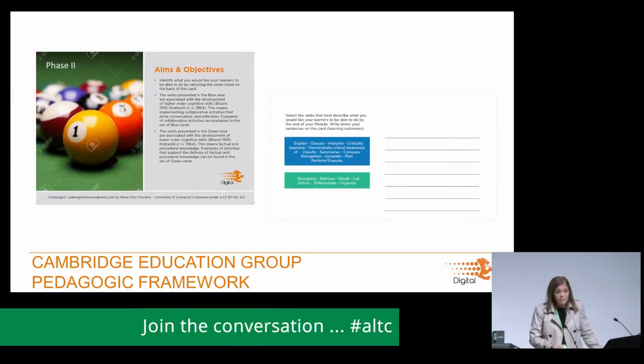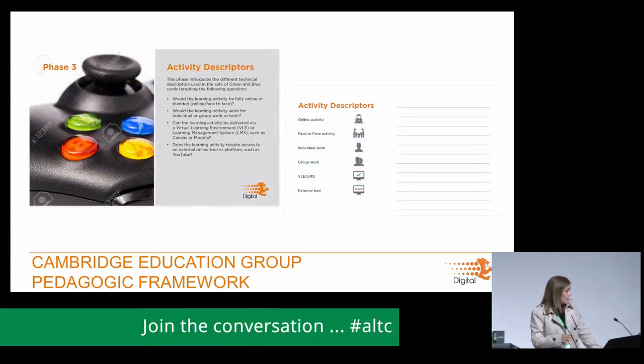Phase two is really key, and this is the one that links to the blended learning framework. And here is when we go down to learning outcomes, and we need to specify what they need to be able to do. And then you have verbs in the blue and the green boxes, and that's how you identify the activities in the blue and the green cards. Activity descriptors, different things I'll show you later.